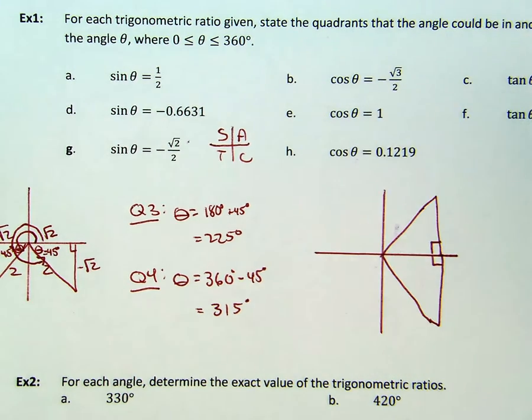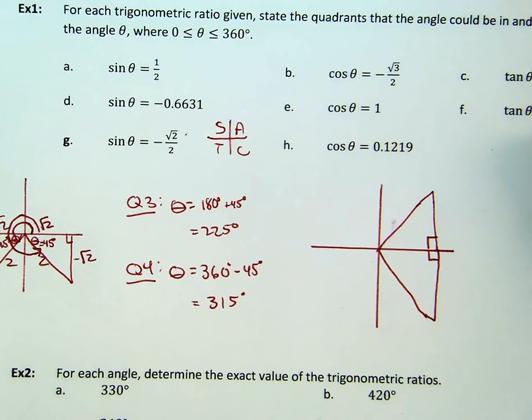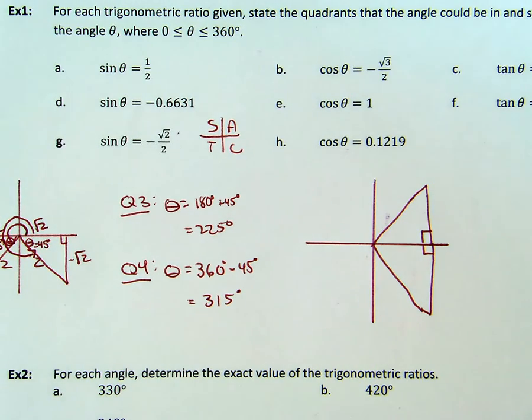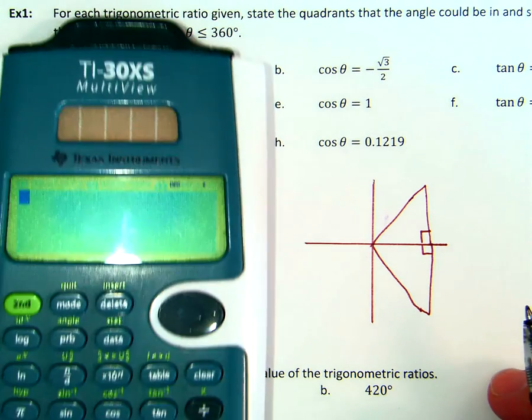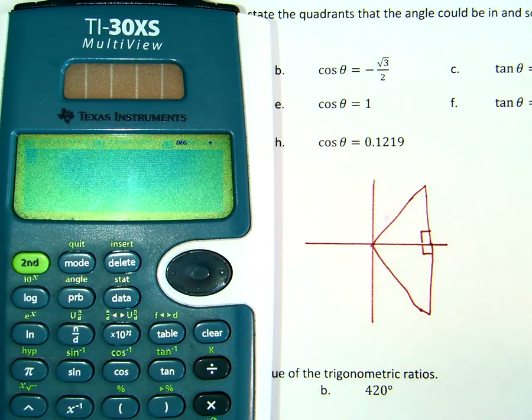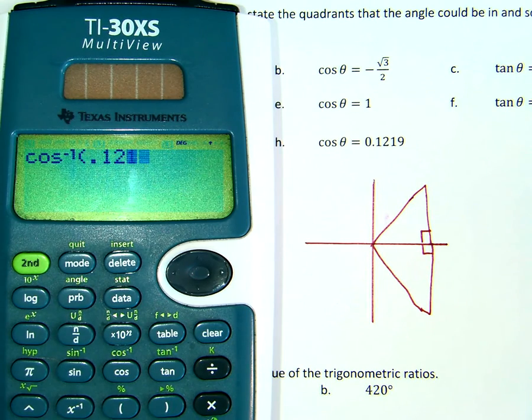Right angles with the x-axis. Now this is a little different. It's not a special triangle one, so in order to figure out what the reference angle is, I use my calculator. And since I'm solving for the angle, I'm going to press second function cos, or it might be shift cos on yours, and I'm going to put in that decimal, 0.1219, hit equals. That's the reference angle.